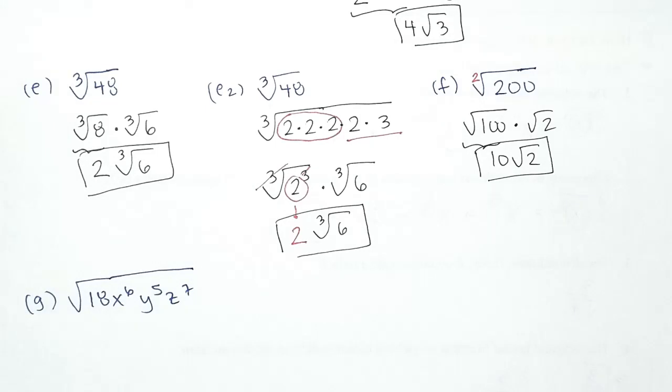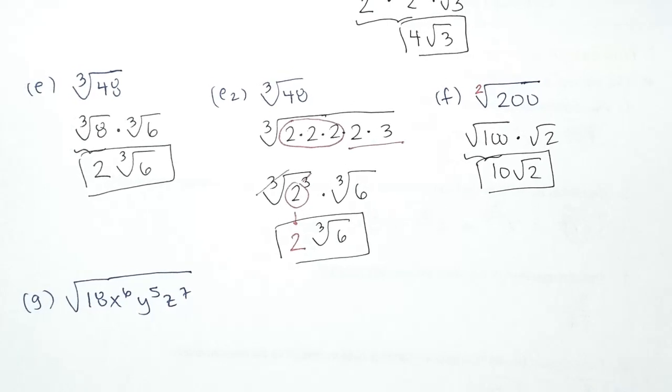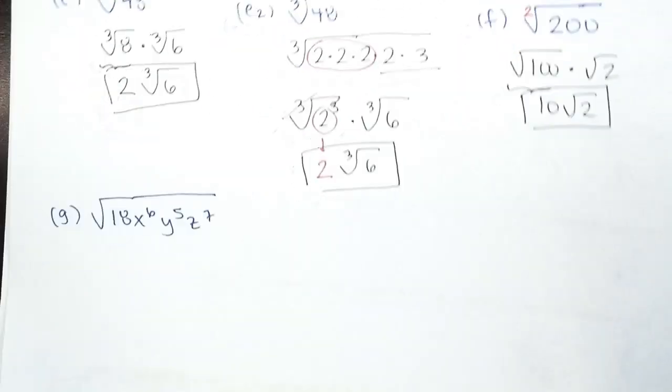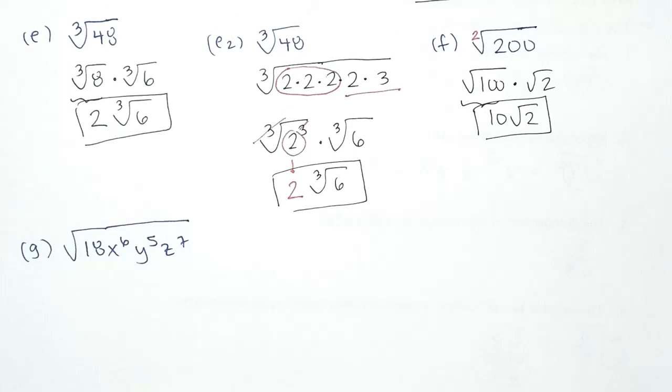Okay, so problem G, we have the square root of 18 times x to the 6th, y to the 5th, z to the 7th. Okay, so you can handle this however you like. I'm going to do this problem twice. I'm not necessarily going to do two different techniques, but one way is just by breaking everything down, and then another way is by doing the same thing but not writing it out. Okay, so let's do this. So the variables scare me, so I'm going to focus on the integer factor.